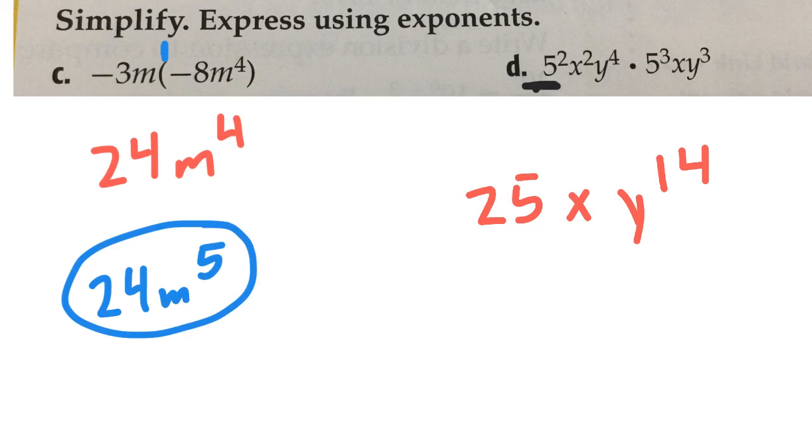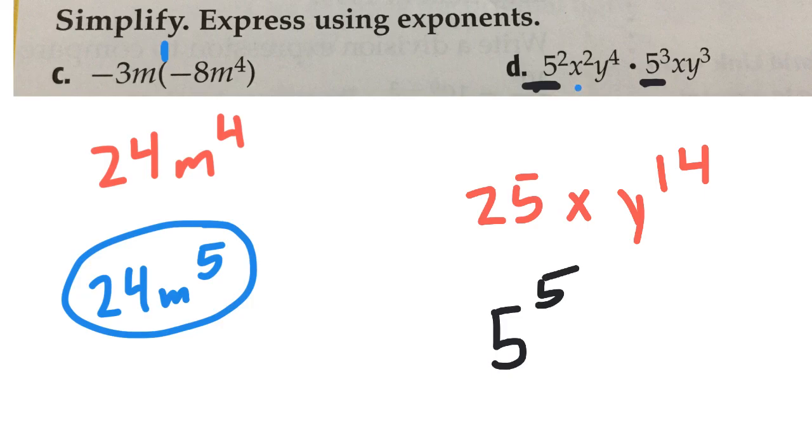So right here I have a 5 to the second. Does it have anything like it in the other monomial? Yeah, 5 to the third. Are those powers? Yes. Do they have the same base? Yes. So what do we do when we multiply powers with the same base? Keep the base the same and we add the exponents. So 5 to the second times 5 to the third should be 5 to the fifth power.